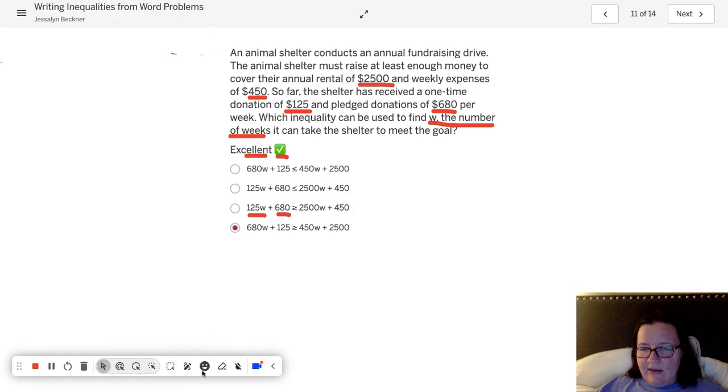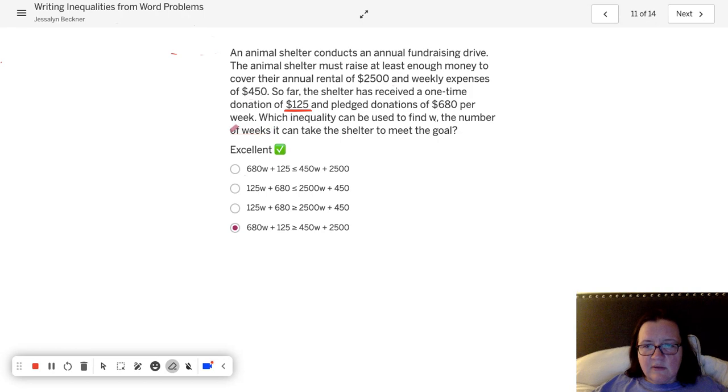All right, so let's go ahead and delete it. No, I don't want that. Cancel. Okay, I think I'm just going to have to erase it. Give me a second here. So D was our answer for number 11, the slide 11. Our answer was 680W plus 125 is greater than or equal to 450W plus 2,500. All right, almost there. Okay. All right, next. Select that button and do the next.